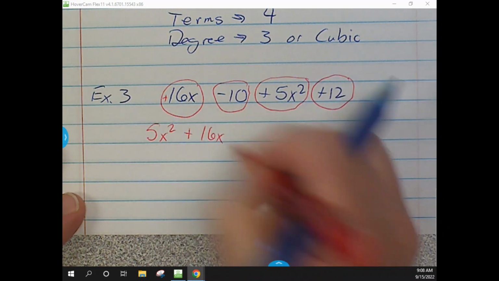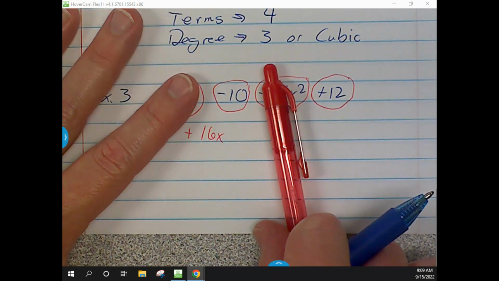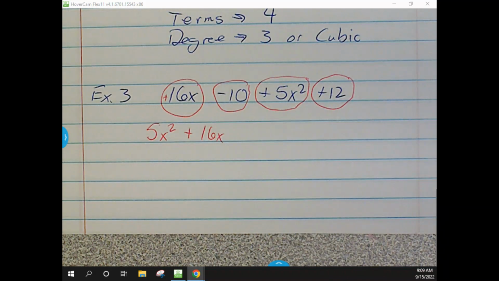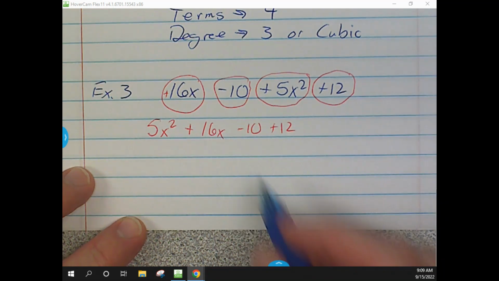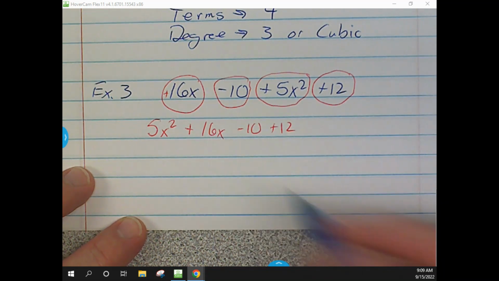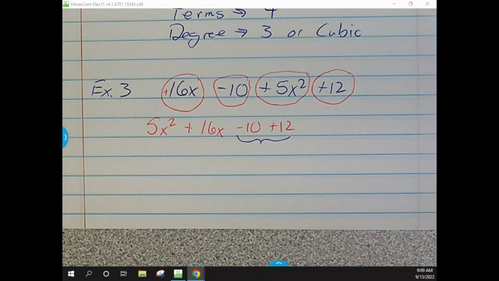So we've got the 5x squared, the 16x. Now, if you get to these two, you're like, well, I got a negative 10 and I've got a positive 12. Those are basically constant terms, right? Because they don't have a power of x. So you may be saying, which one do I put first? Well, if you've got two that are the same degree, can't you do negative 10 plus 12? Yeah, so just go ahead and combine your like terms. So if you have like terms, you've got to combine your like terms.